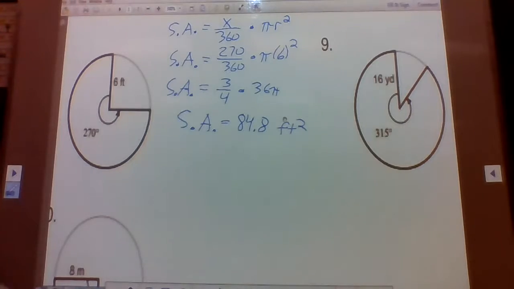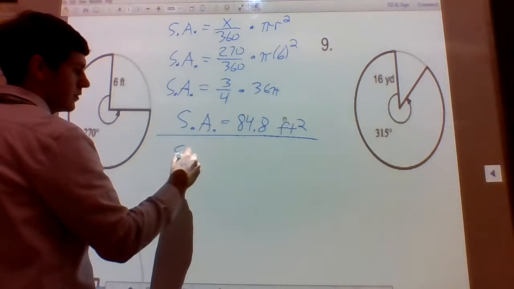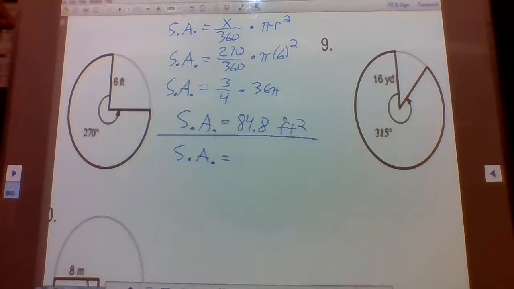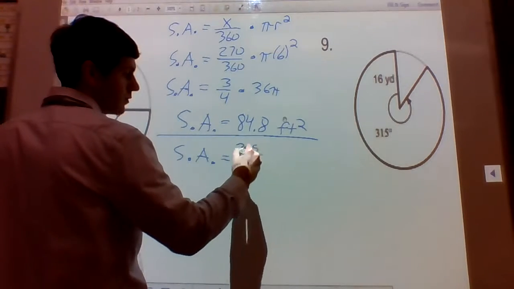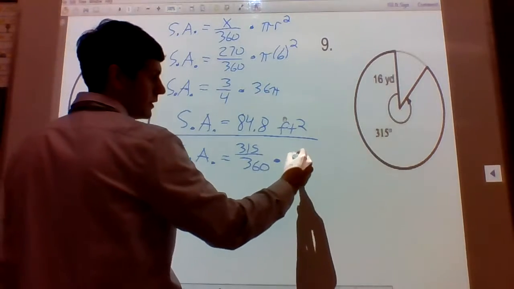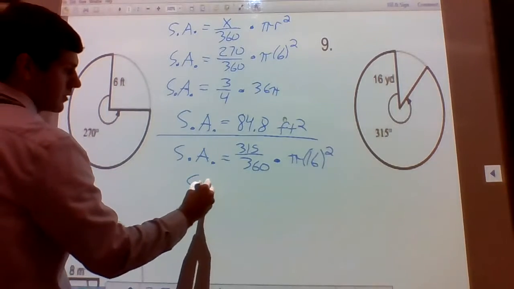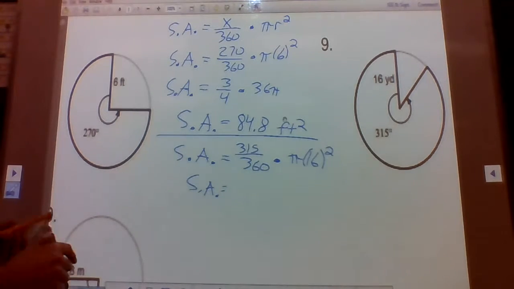Okay, that's number 8. Number 9 here, we have 315 degrees, so that's going to be 315 over 360. Then we multiply by the area of the whole thing, which is pi times 16 squared. So our sector area is going to equal, we don't want the whole circle, we only want 315 degrees of it. So we want 7/8 of it.